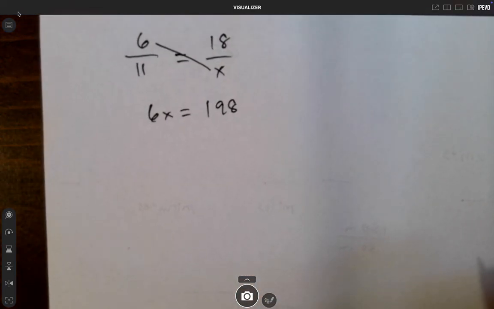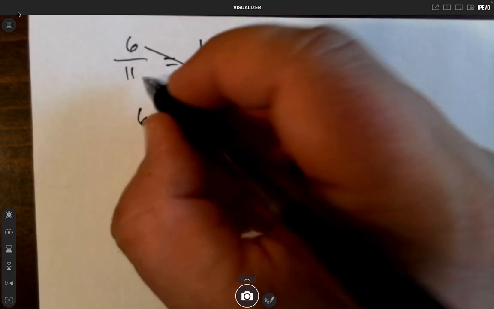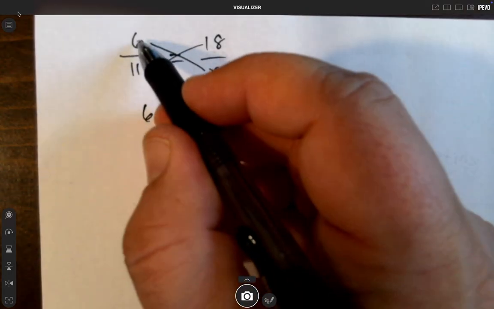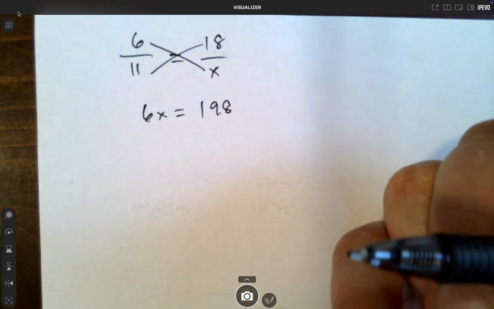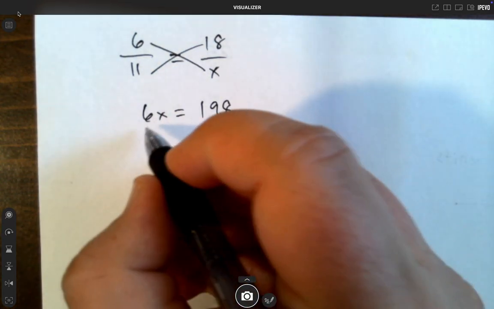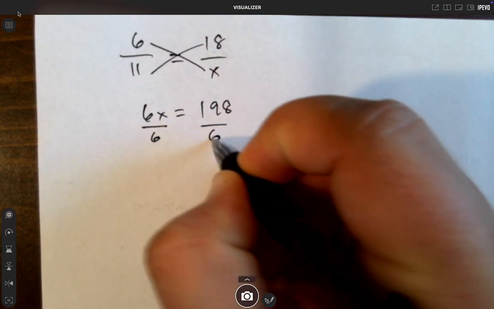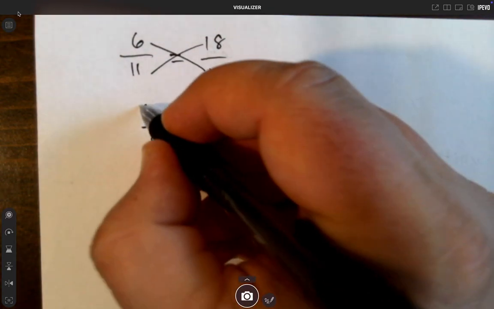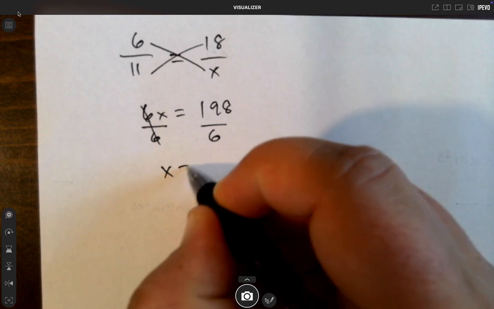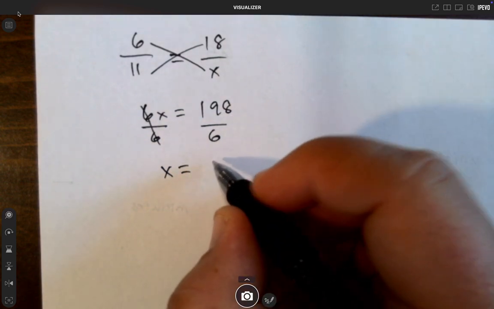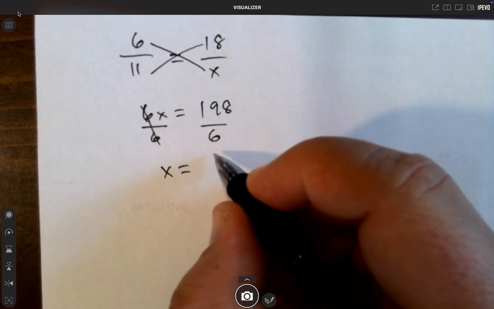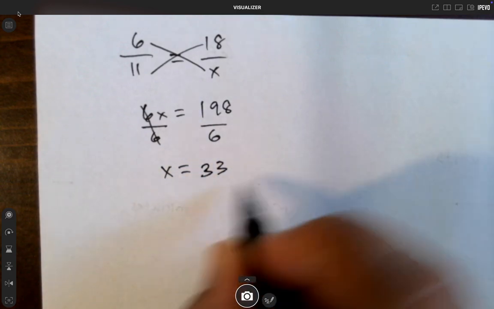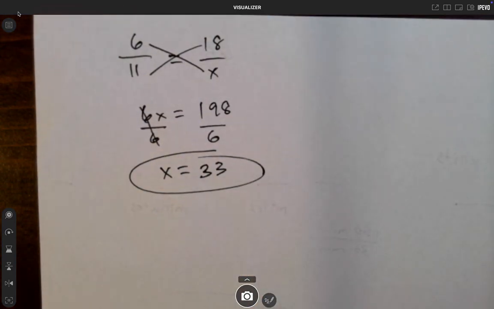Okay, so that's our first step, cross multiply, which means multiply diagonally. Top of this one times bottom of this one, and vice versa. Then we divide both sides by the coefficient, which is the 6, because that's the number in front of the variable. 6 goes into 198 33 times. So x is equal to 33.